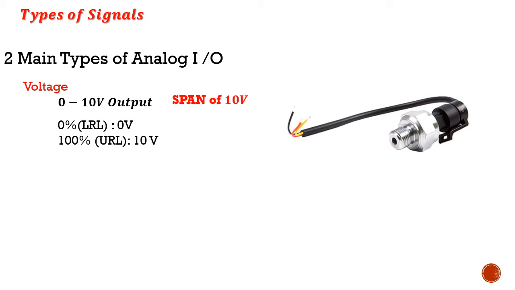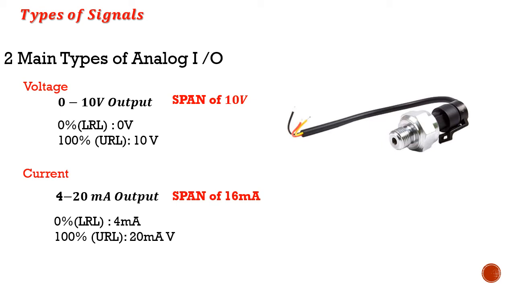Basically, you have a lower range limit, or 0% of 0 volts, and your 100% or your upper range limit is 10 volts. And this is what gives you your span of 10 volts. Another type of analog I/O is current. And the standard for current is 4 to 20 milliamps. So your 0 point, or your lower range limit, is actually 4 milliamps, where you have a positive signal of 4 milliamps or less to actually indicate 0%. And to indicate an upper range limit of 100%, that would be a maximum of 20 milliamps.